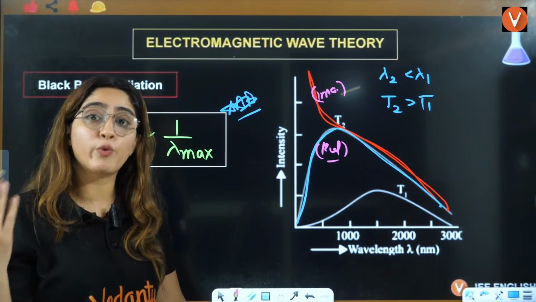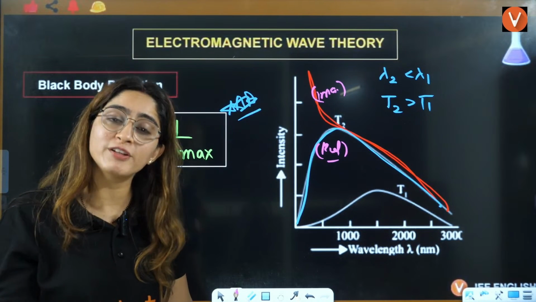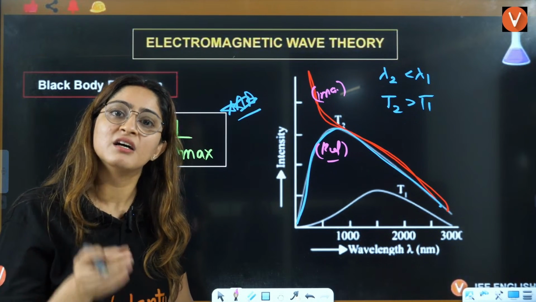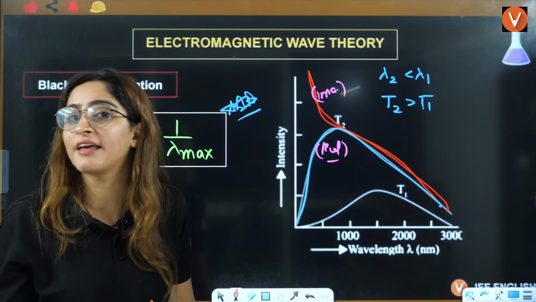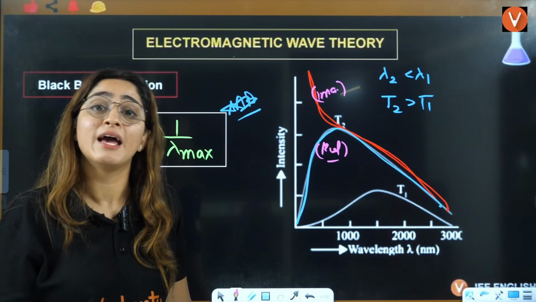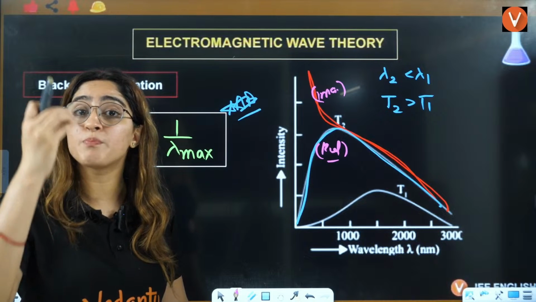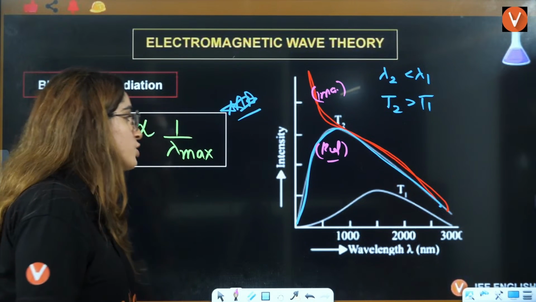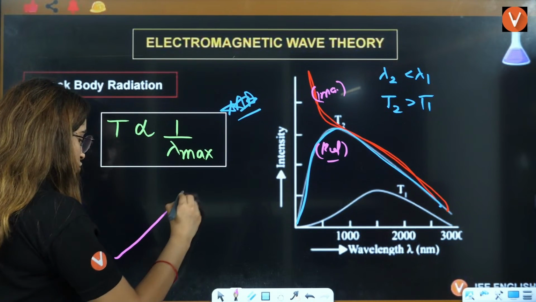He gave an equation where he proved that these electromagnetic radiations are actually not waves. He said that they are particles, right? So he said that it's not a ramp.